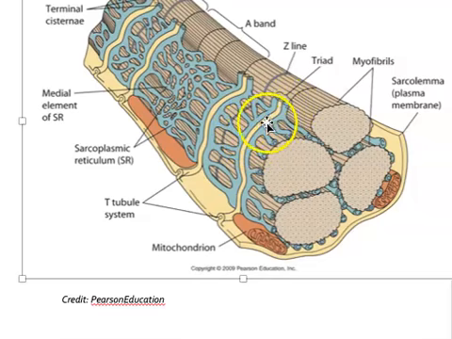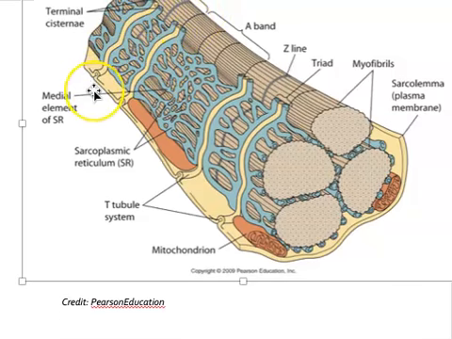So this region right here in blue is called a terminal cisterna. This one is a terminal cisterna. And everywhere that you see one T-tubule with a terminal cisterna on each side, that's called a triad. So there's a triad right here, there's a triad right here, and right here. Now, when we see anatomical structures in a cell, there's always a reason. There's a reason why these triads are here.